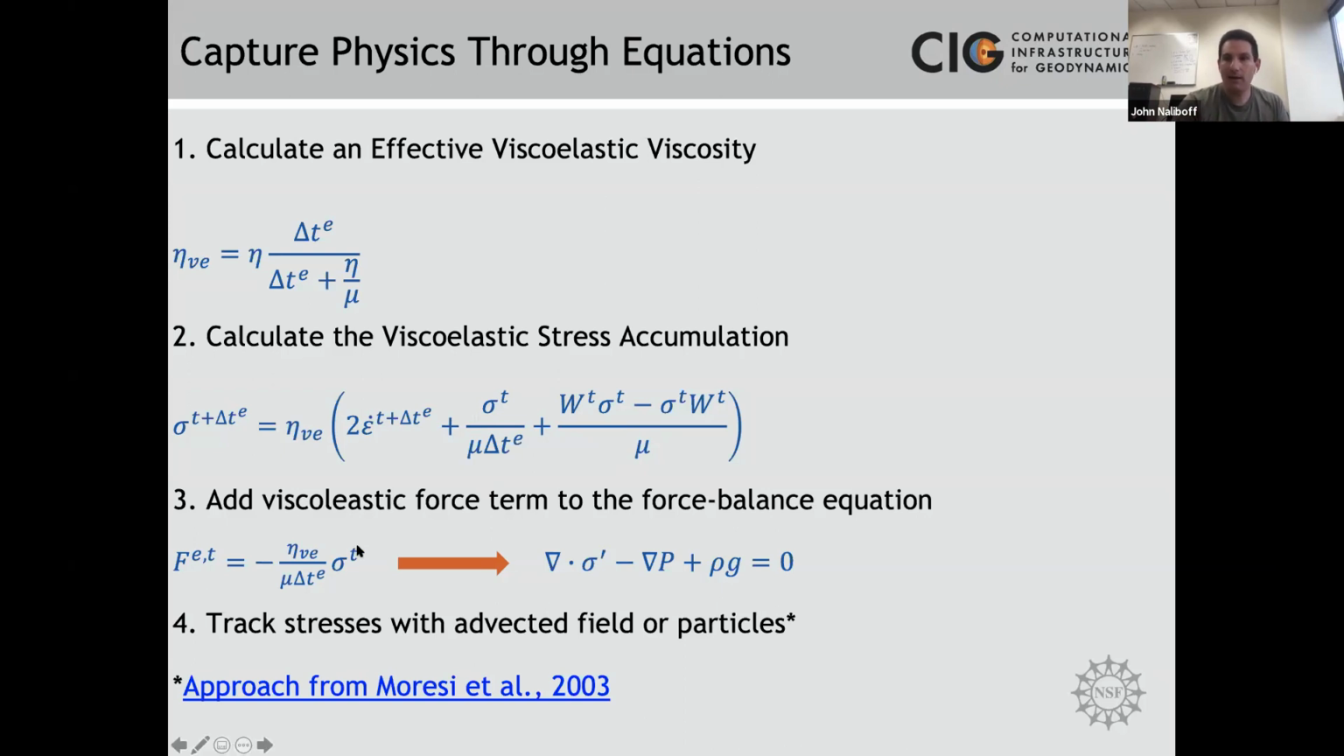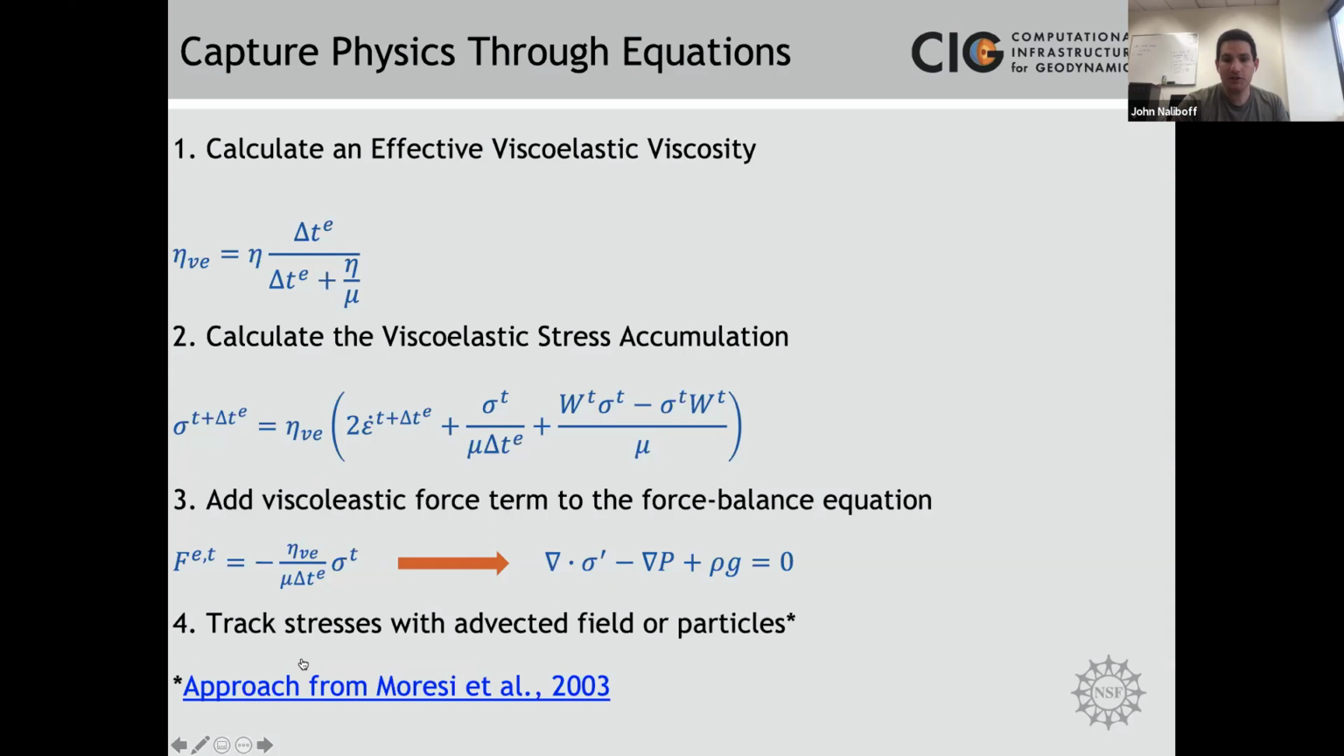Once you have this stress term, you can calculate a viscoelastic force associated with the stresses. This force value is equal to negative 1 times the viscoelastic viscosity divided by the shear modulus times the elastic time step times the stress tensor. And then this term gets added onto the force balance equation. So 2 things are happening here. One is a reduction in the viscosity associated with viscoelasticity, but then that is counteracted by adding these additional stress terms onto the force balance equations.